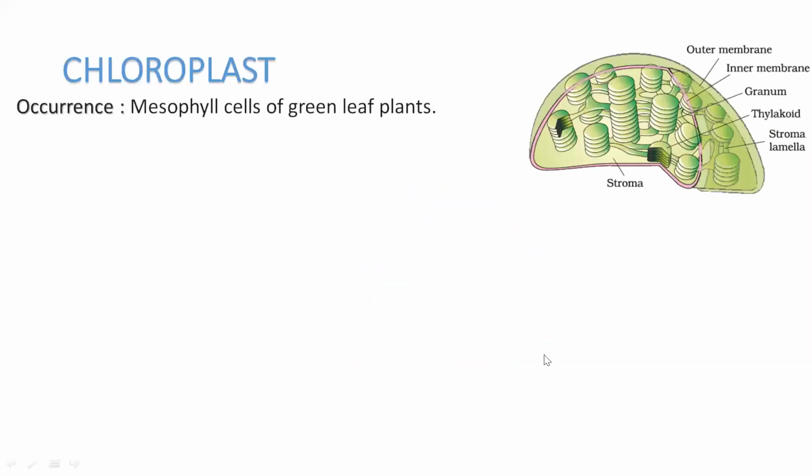So these are the different parts of the morphology of the chloroplast. Now let us look in detail at what is there in the slides. Occurrence: where are these chloroplasts present? They are present in green leaf plants.